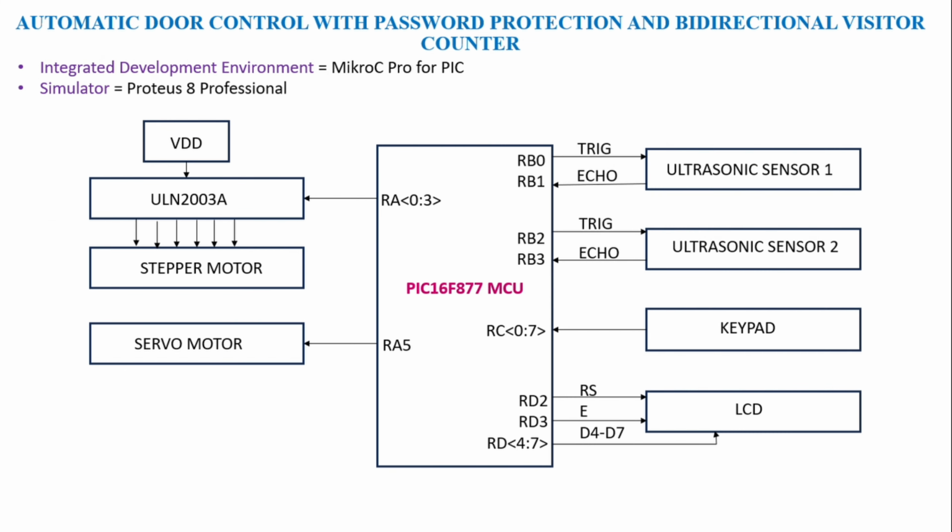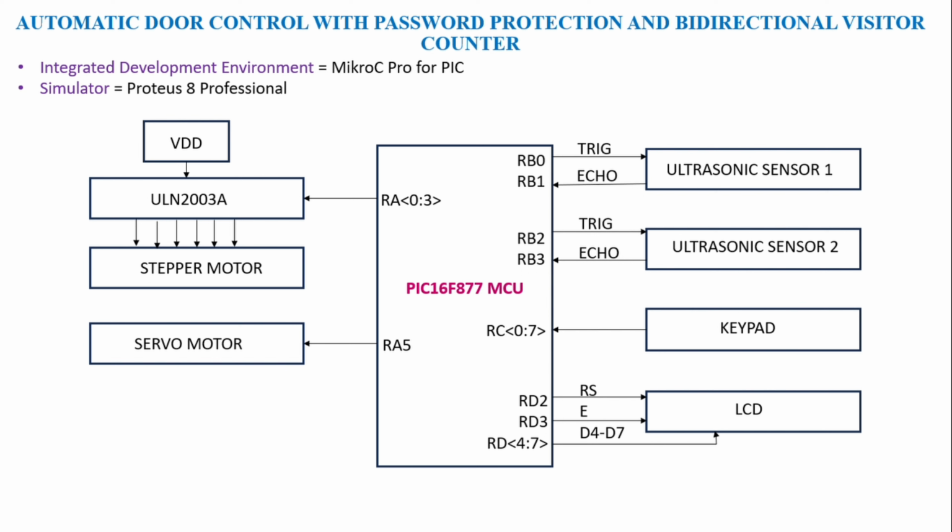This is the block diagram of our project, in which we have connected two ultrasonic sensors in port B. This is used for entry-exit detection of a person. In port C, we have connected a keypad which is used to enter the password, and in port D, we connected an LCD display in which we can see the password prompt page and the count value once the door is open.